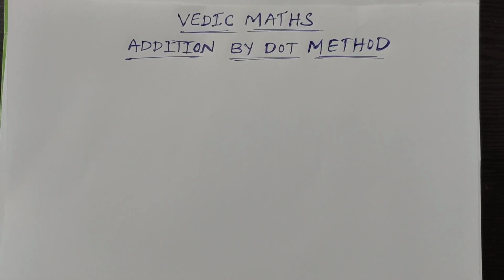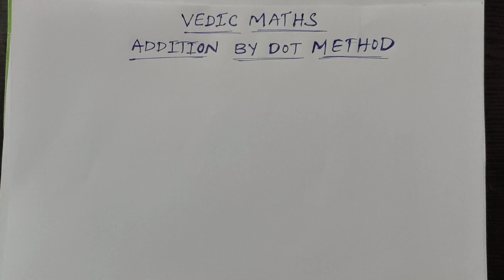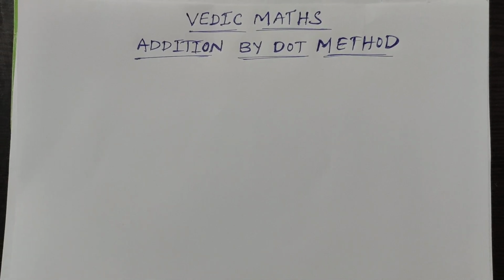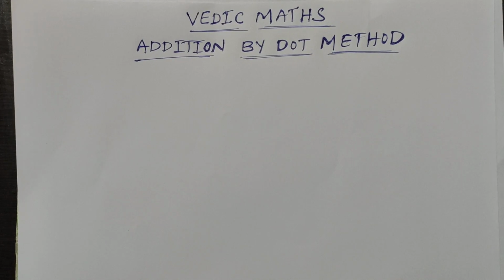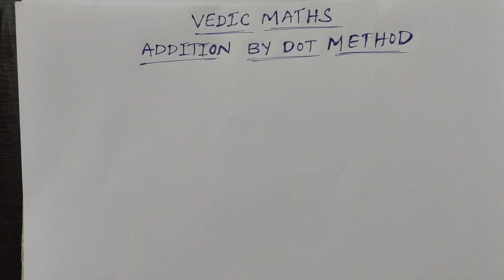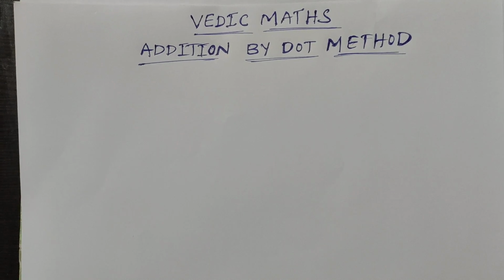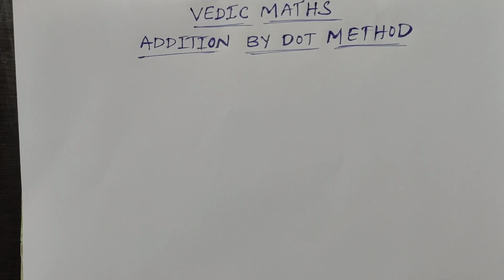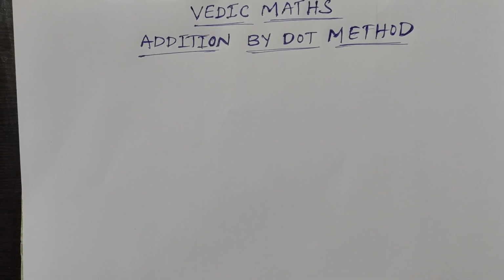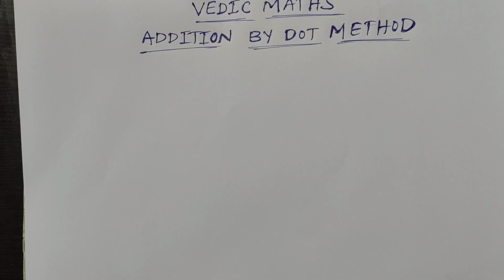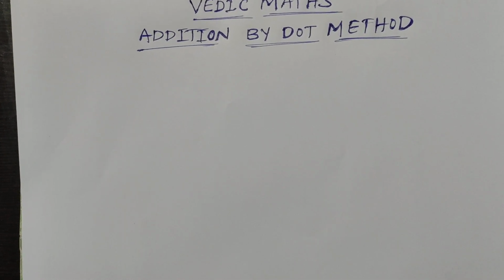Now I am going to teach you Vedic maths. First of all, we start with addition by using the dot method. In general addition, we add from the top to bottom in the column. But in this Vedic maths dot method, we count from the bottom to top.